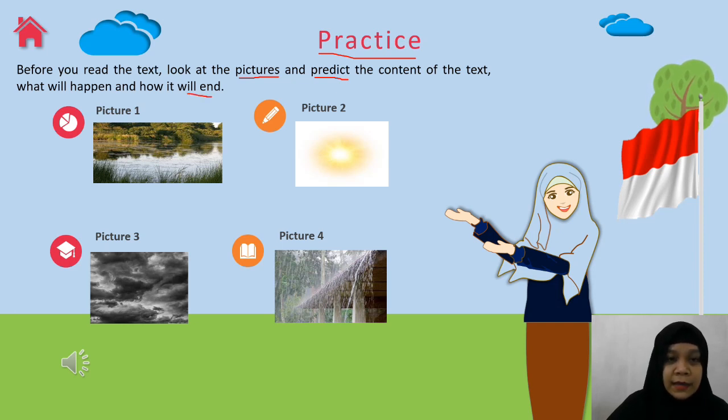Okay, as you guess, as you see. So, what does the picture tell you? Yeah, what is it? Okay, good. This is a river. And then picture 2. Yeah, this is sunlight. And then picture 3. This is a cloud. Yeah, cloud, dark cloud actually. And then the picture 4. This is rain. Okay, good.